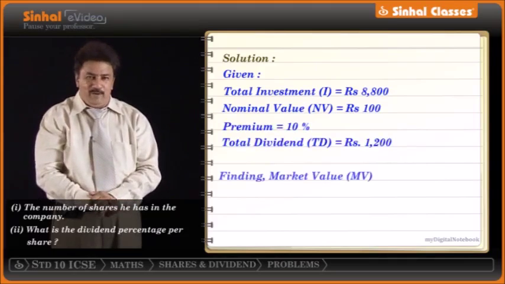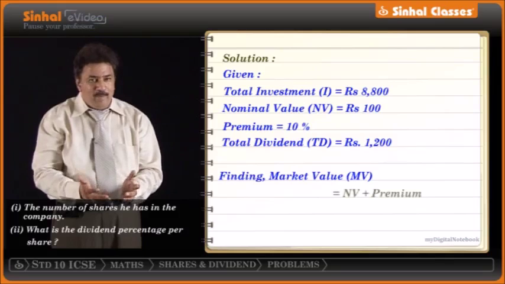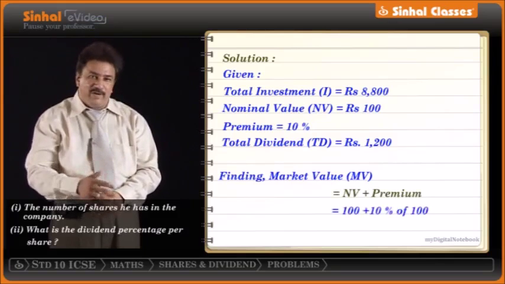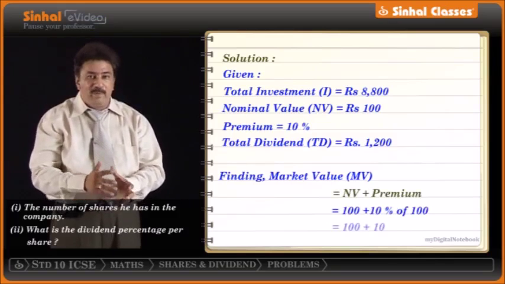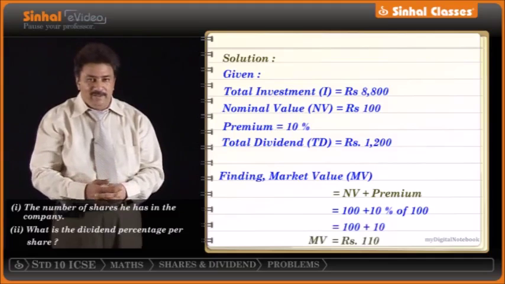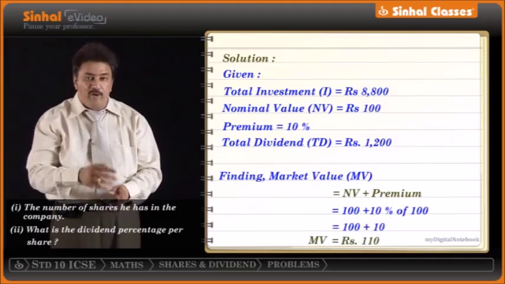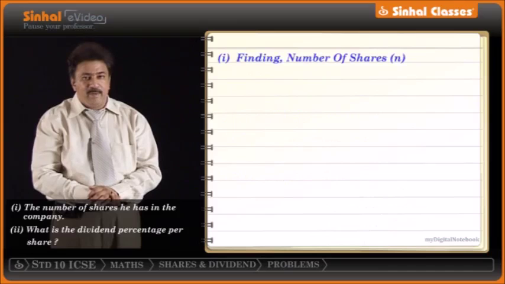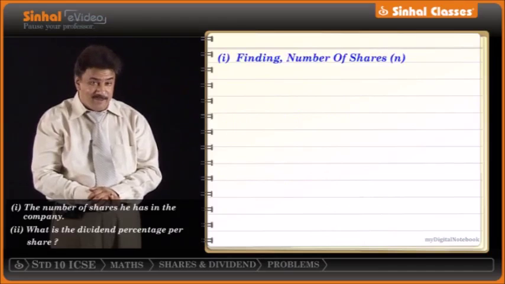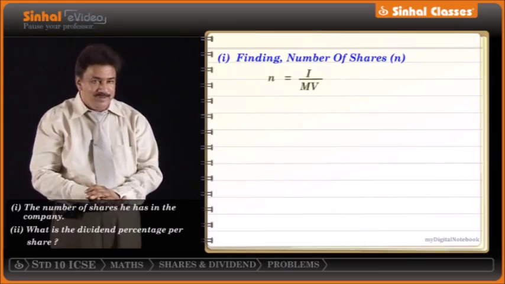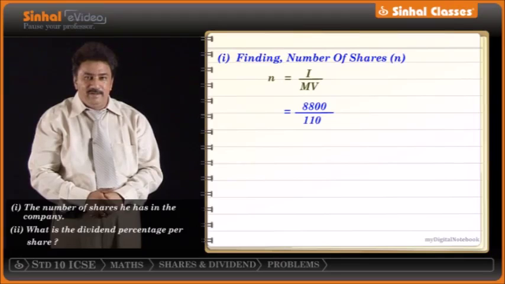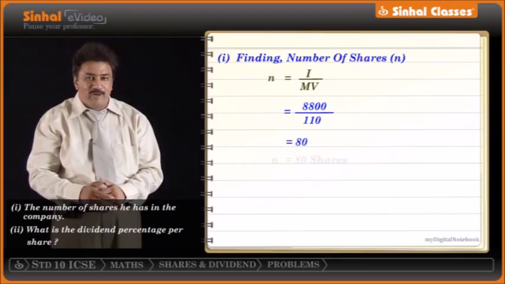First, finding the market value. That is nominal value plus premium. That is nothing but 100 plus 10% of 100, which gives me 100 plus 10, that is 110. So rupees 110 is nothing but the market value of one share. Now this will help me to find the number of shares. How to find the number of shares now? Investment upon market value. That is 8,800 upon 110. That gives me 80 shares. So 80 shares is the required number of shares.